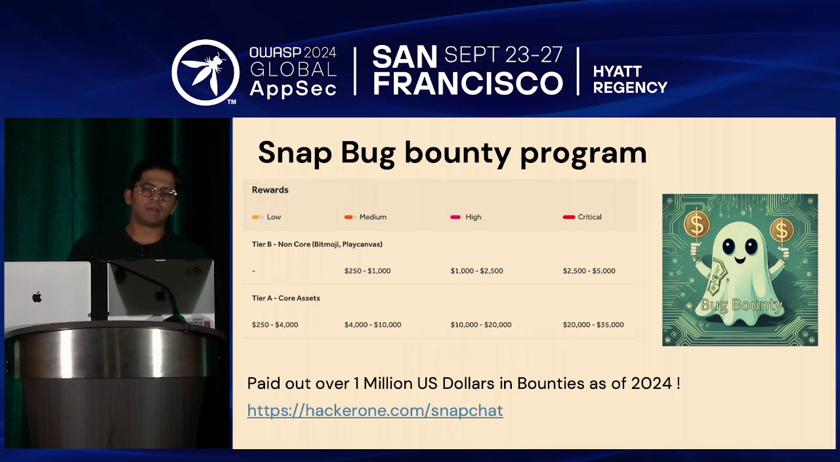We also have a pretty high tier payout. For our tier A, which is our main Snapchat application, we pay up to $35K for a critical bug. And for the lower tier, other assets that we have, we pay out up to $5,000. We have slowly ramped up our program and added additional scope over the past 10 years. And thanks for hearing my marketing for our program, so please participate. That's the long story short. And as of 2024, we paid out over $1 million US.